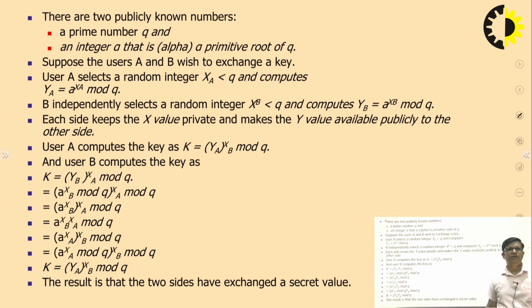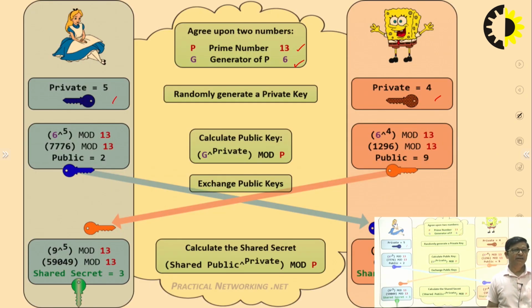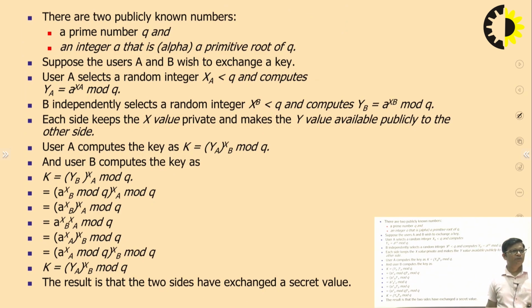You can write the algorithm in this way, in a graphical representation, or in this way also. For example, there are two publicly known numbers, a prime number q and an integer alpha, a primitive root of q. Suppose users A and B wish to exchange a key. User A selects a random integer xa, which is less than q, and computes ya equal to alpha to the power xa mod q. B also independently selects another random number and computes yb equal to alpha to the power xb mod q. Each side keeps its value private and makes the computed value available to the other side. Then user A computes in this way and B computes in this way.